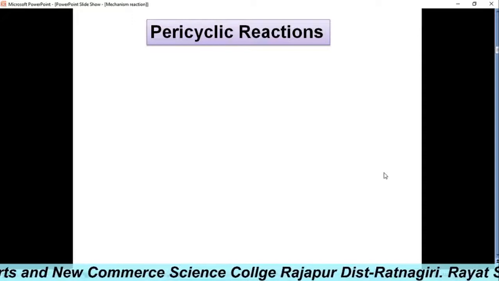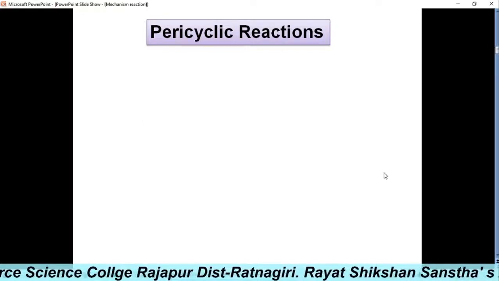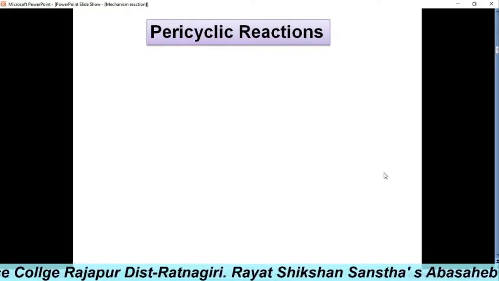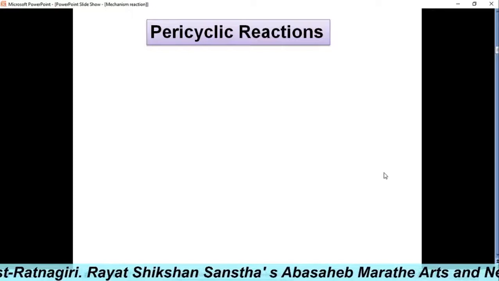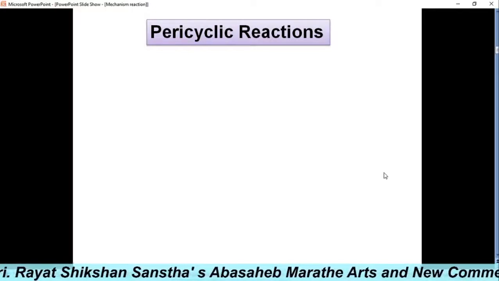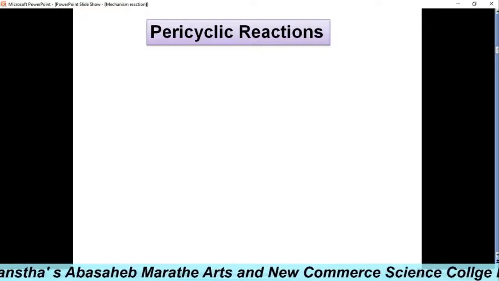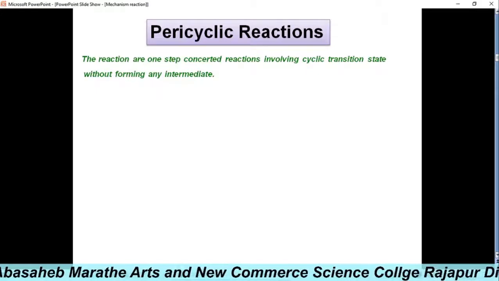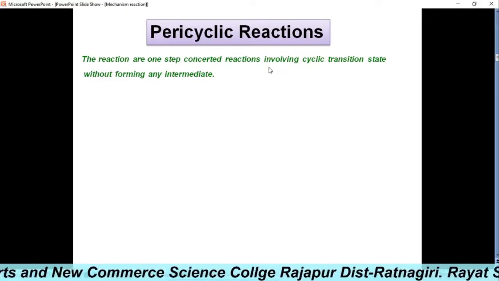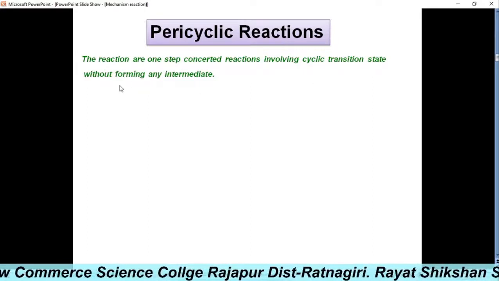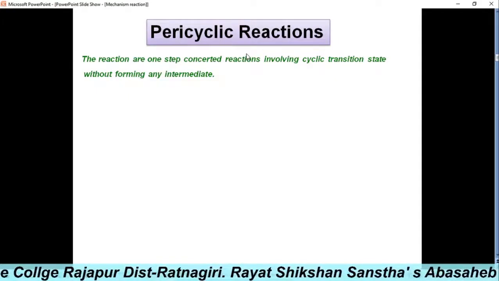The majority of organic reactions involve the formation of ionic or free radical intermediates which then change into products. However, some reactions can take place without forming any intermediate. Such reactions are known as pericyclic reactions. So we have seen the definition: reactions that are one step concerted reactions involving a cyclic transition state without forming any intermediate are called pericyclic reactions.